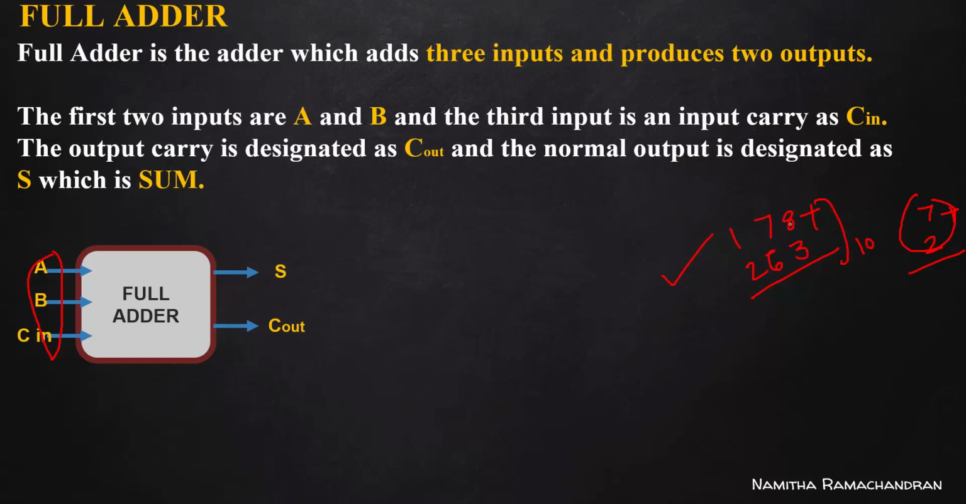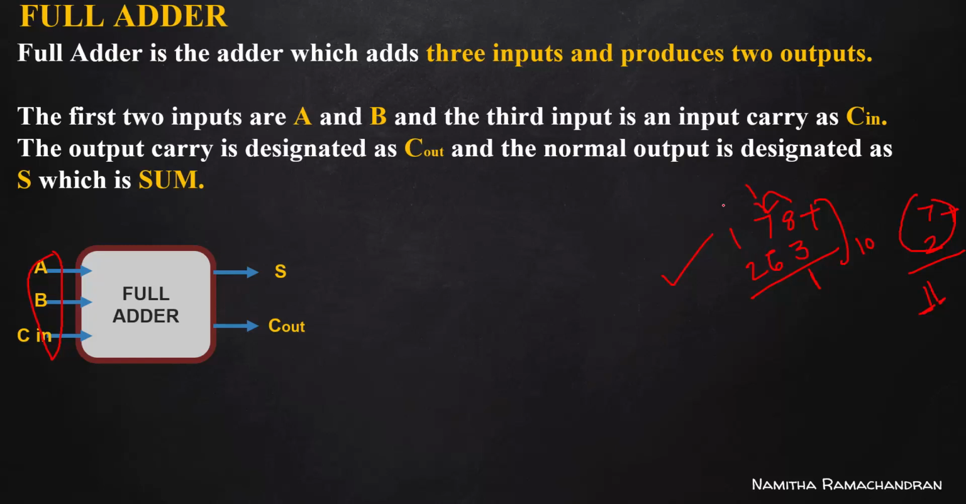So while adding 8 and 3, we will get the value 11. In decimal, 11 is represented like this. The LSB 1 goes into the sum part, and this MSB 1 will transfer to the next level as carry.